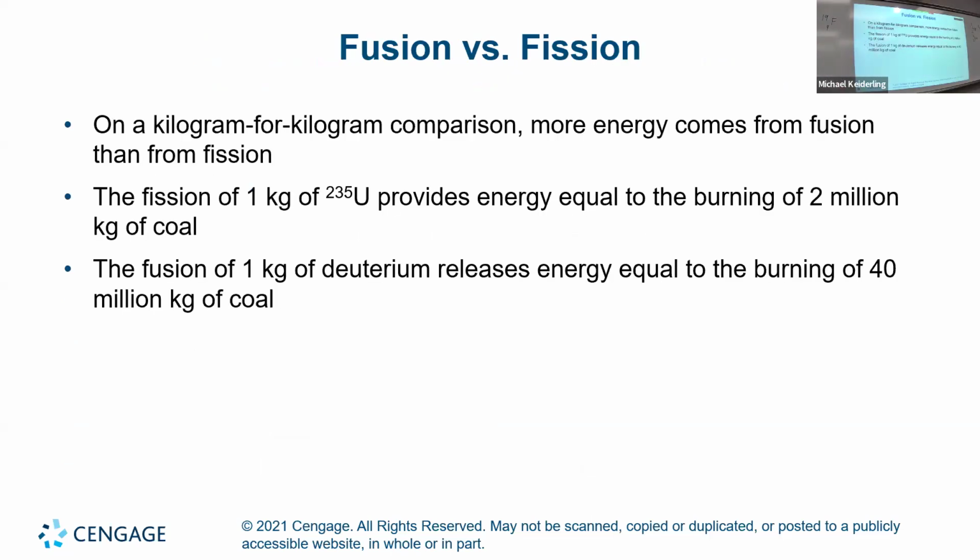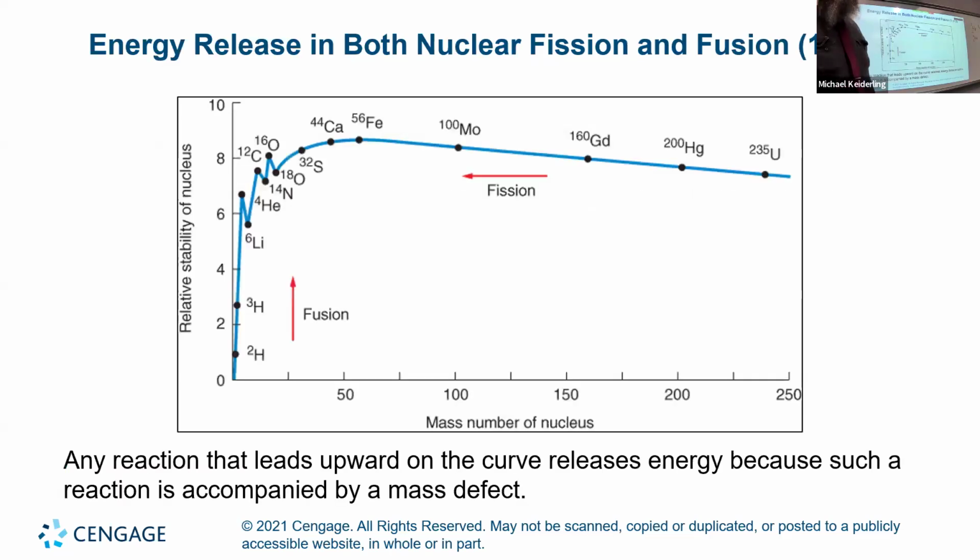So on a kilogram for kilogram comparison, you get more energy from fusion than from fission. The fission of 1 kilogram of uranium-235 produces energy equal to the burning of 2 million kilograms of coal. Hence why nuclear power plants are a great way to help save our environment. And the fusion of 1 kilogram of deuterium releases energy equal to the burning of 40 million kilograms of coal. Why fusion would be a much better source. But fusion's just technically much harder, so it's not happening right away. So we should make more fission power plants because we can make them safe.